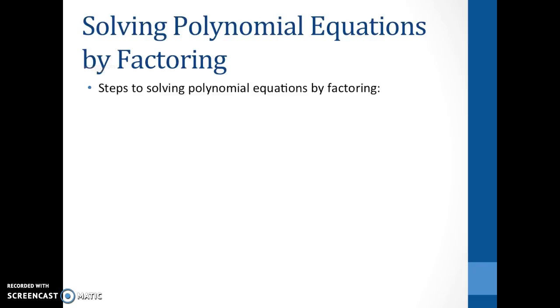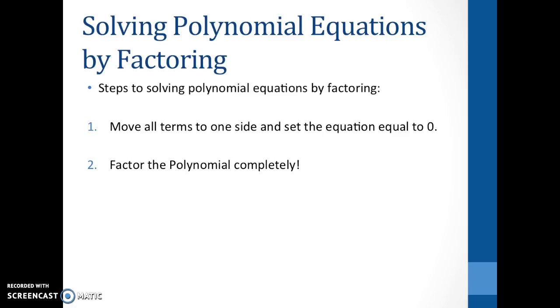Steps to solving polynomial equations by factoring are: first, move all terms to one side and set the equation equal to 0. Next, factor the polynomial completely. And last, set each factor equal to 0 and solve for each x value.